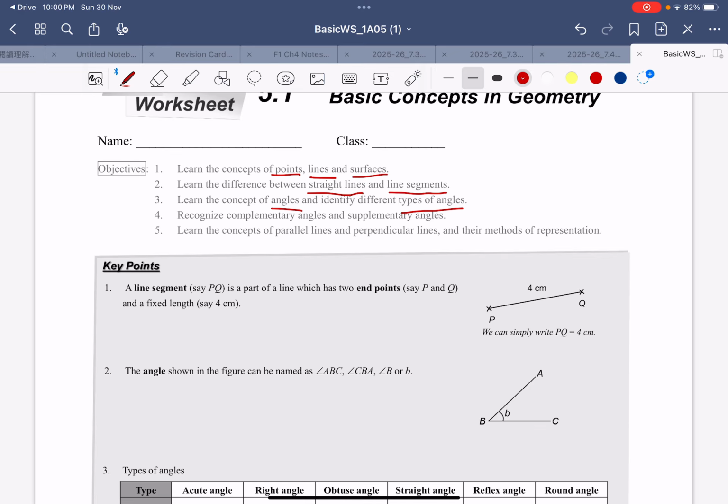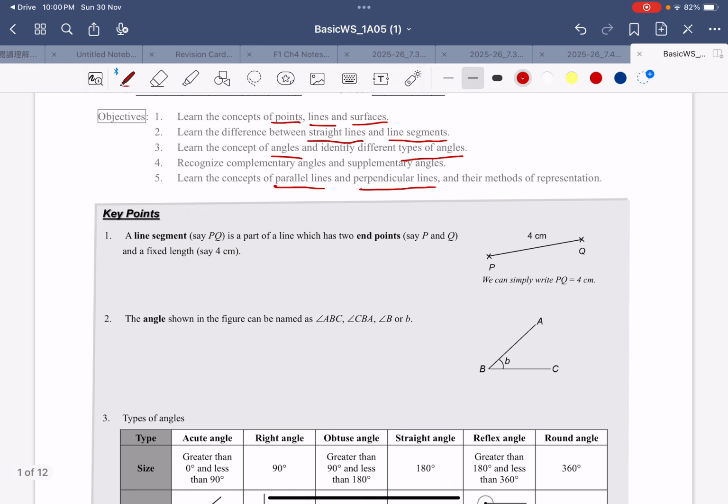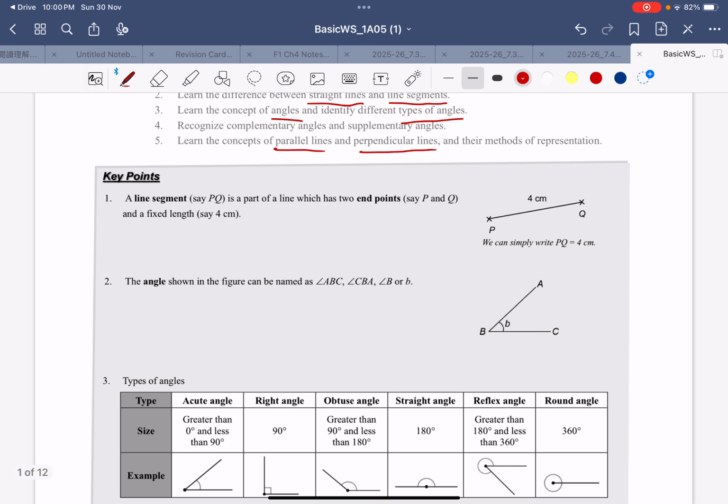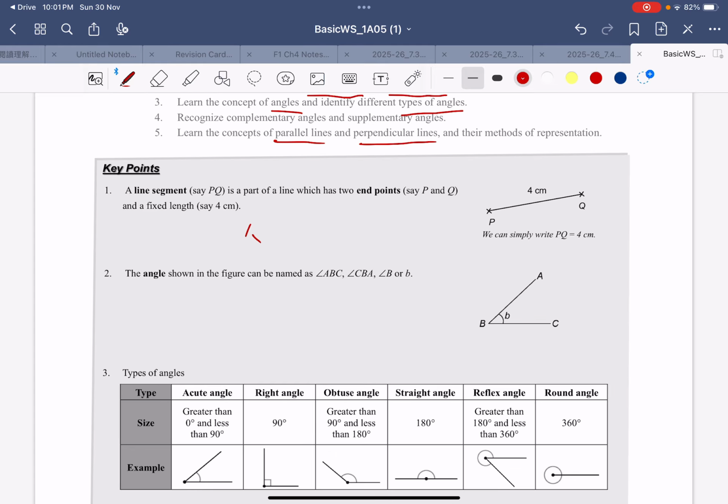And then you learn the concept of parallel lines, perpendicular lines. So first of all, you need to know what is a line segment here. Look at the key points. Line segment. First of all, we have a point, say P. Put a cross here, label it P to represent a point, P. And then put a cross here with another letter Q. So joining these 2 points with a straight line.